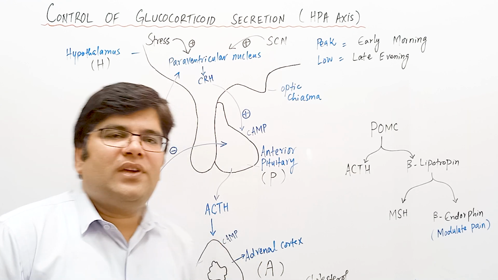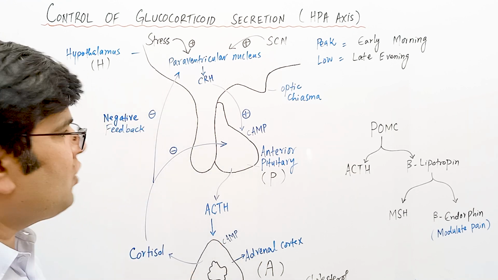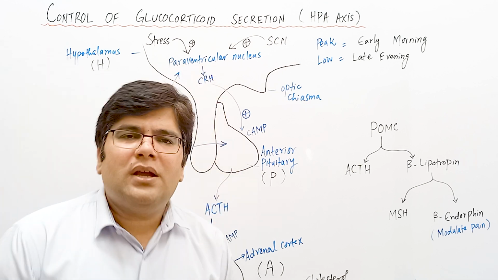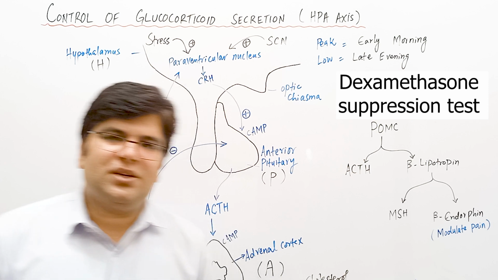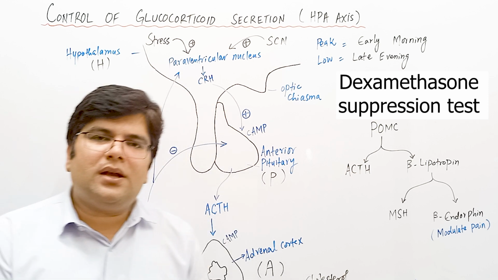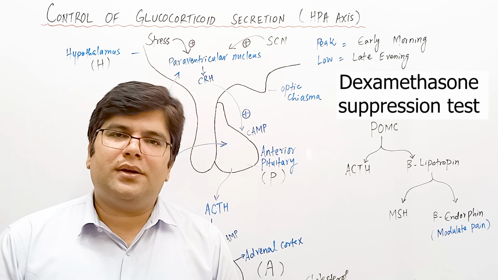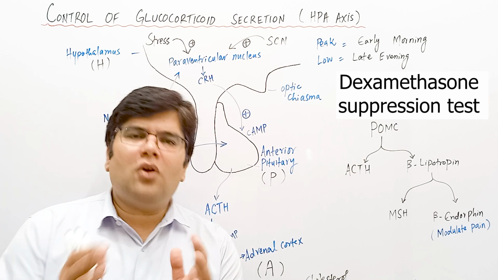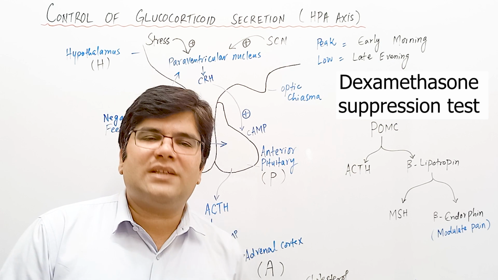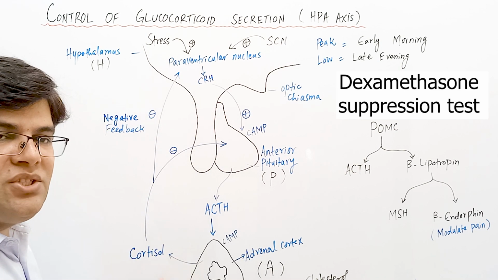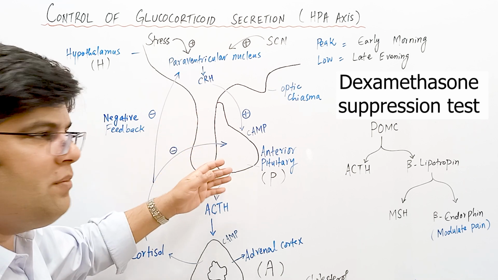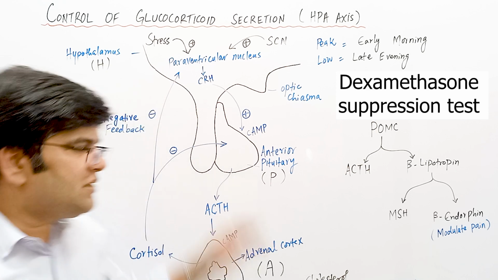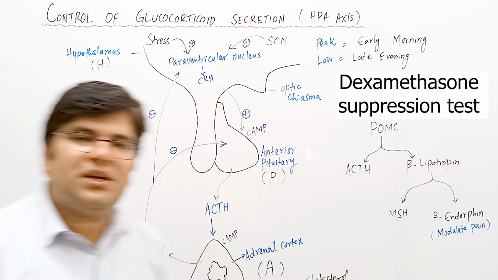This concept of negative feedback relationship between the adrenal cortex and anterior pituitary and hypothalamus is important to understand the dexamethasone suppression test. Dexamethasone is a synthetic, very potent glucocorticoid hormone. In a normal person, when a low dose of dexamethasone is given, that acts just like natural glucocorticoids and can suppress the secretion of ACTH from the anterior pituitary, and hence the release of cortisol from the adrenal cortex is decreased.